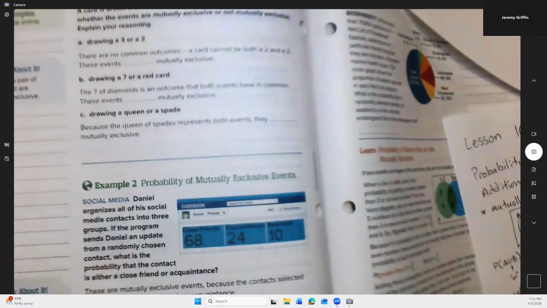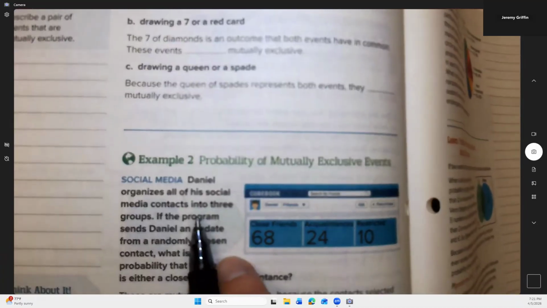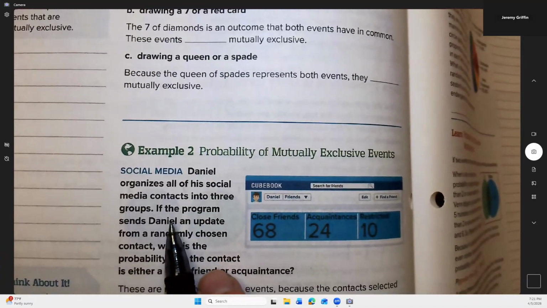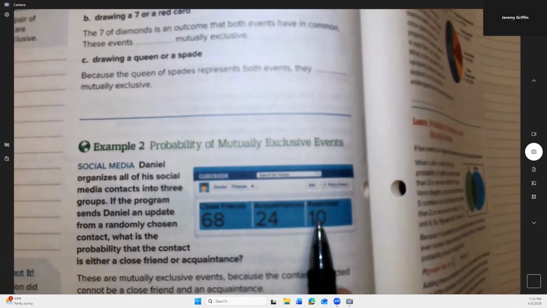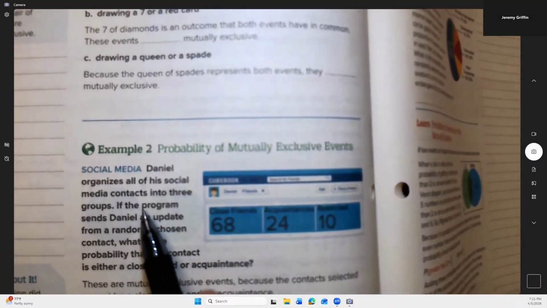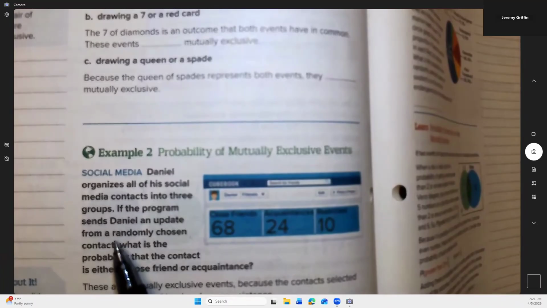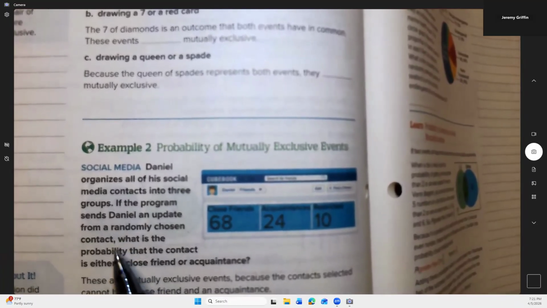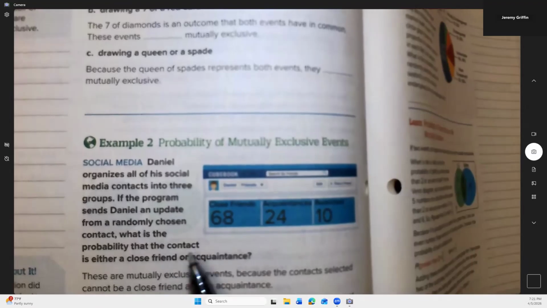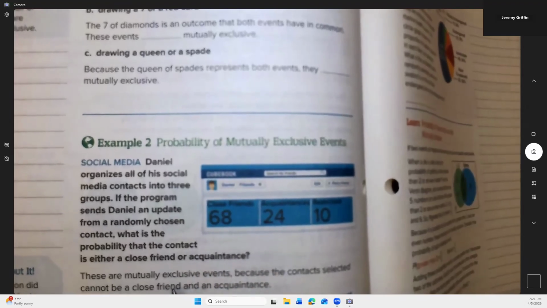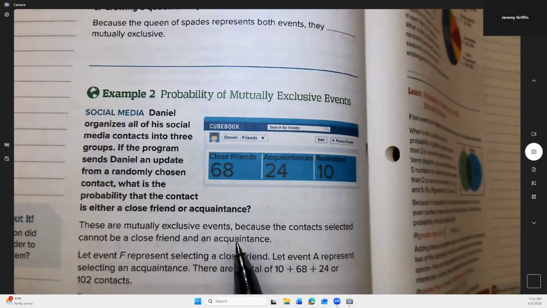And social media, what's going on here? We got Daniel organizes all his social media contacts into 3 groups. Oh, maybe it's these 3 right here. Close friends, acquaintances, restricted. If the program sends Daniel an update from a randomly chosen contact, what is the probability that the contact is either a close friend or an acquaintance? Now, those do sound like mutually, oh yeah, it says right here, mutually exclusive events, which means I think we can very simply add those together.